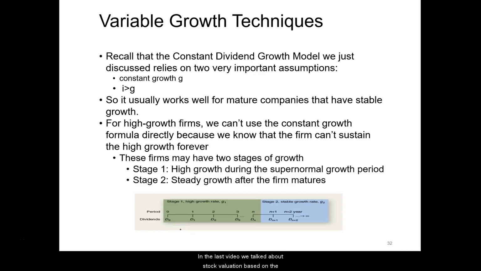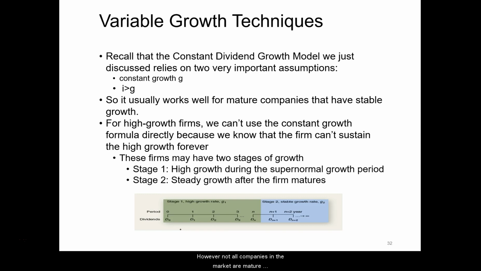In the last video, we talked about stock valuation based on the assumption of constant dividend growth. For that equation to work, we mentioned two very important assumptions. First of all, we need to have constant growth in the dividend, and constant meaning the same growth rate that goes from the very beginning to infinity. And we also need the growth rates to be reasonable and also lower than the required rate of return for stockholders. So this equation usually works pretty well for mature companies that do have stable growth.